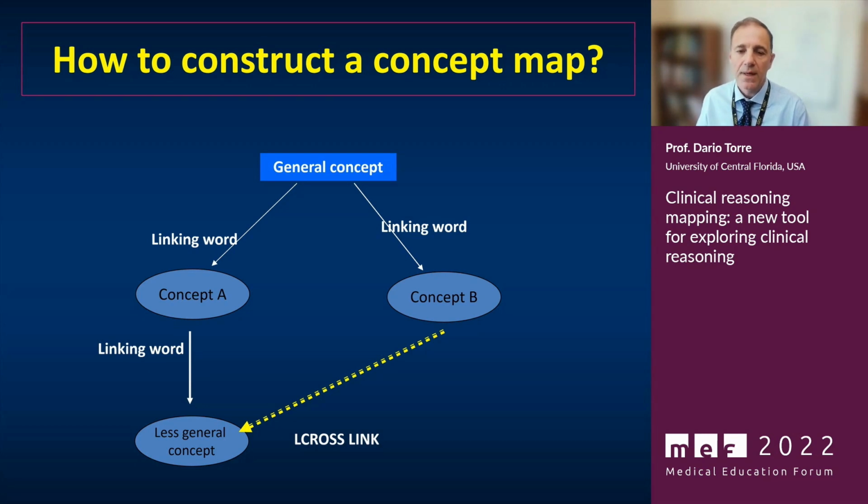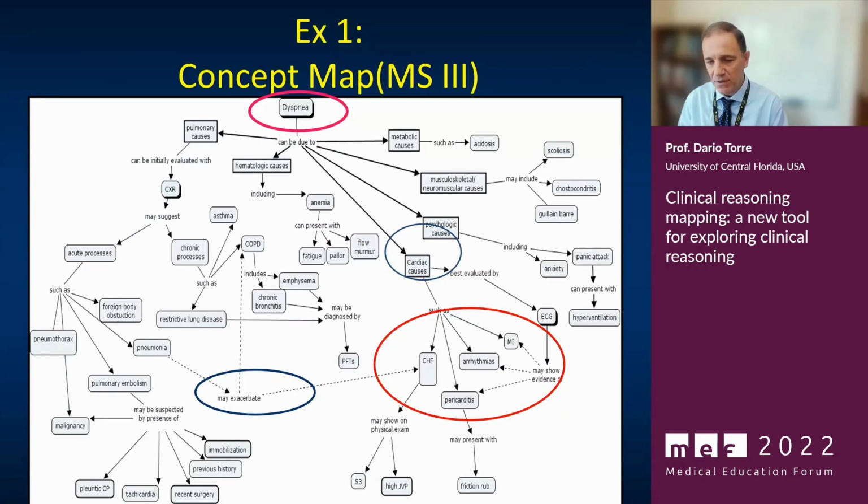Now, this is an example of a concept map. As you can see, this is a concept map done by a third-year medical student, which is when medical students here in the U.S. are in the clinical clerkship, so they're clinically involved, and most of their time is spent clinically. So you have dyspnea. As you can see, there is a level, for example, for different cardiac causes, and then there are more specific concepts about what those cardiac causes might be.